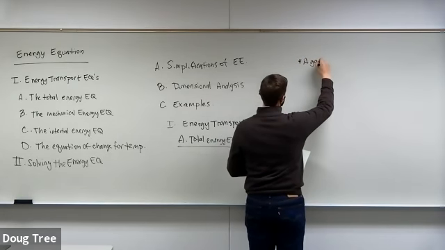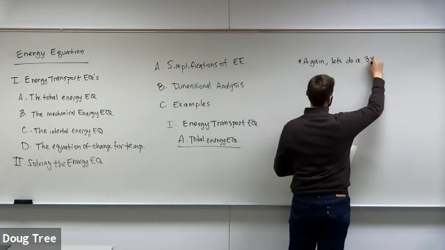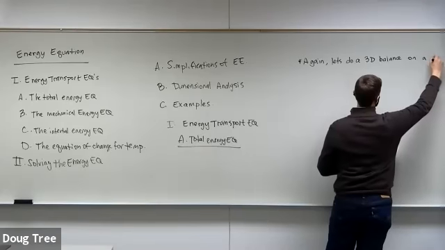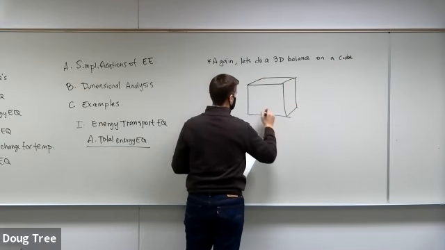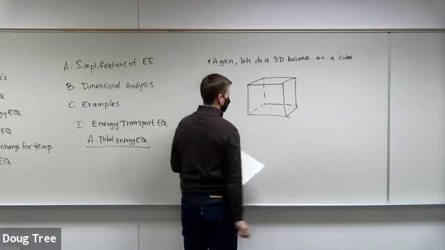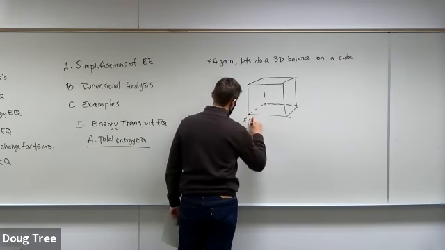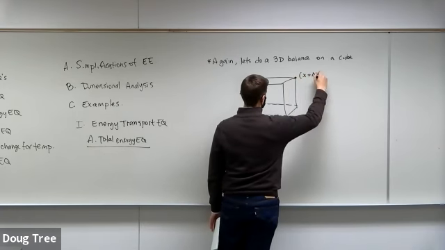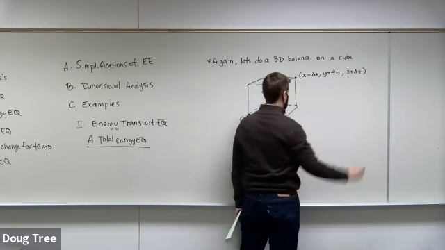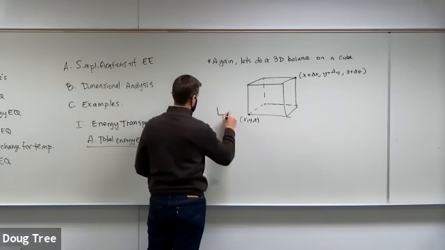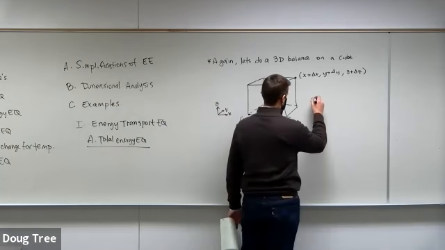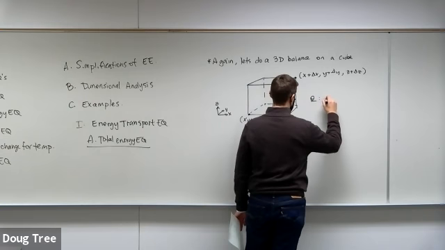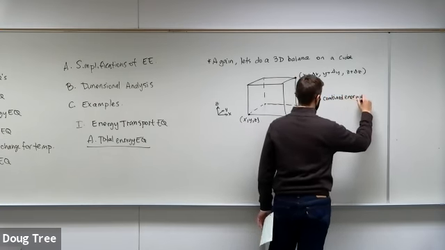So again, let's do a 3D balance on a cube. If I've got some cube here, I call this point X, Y, Z, and this point X plus delta X, Y plus delta Y, Z plus delta Z. And I have my coordinate system X, Y, Z. And recall that we have this quantity for energy, E, which is a combined energy flux vector.